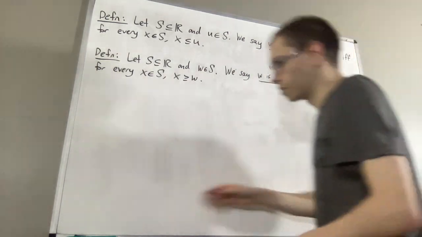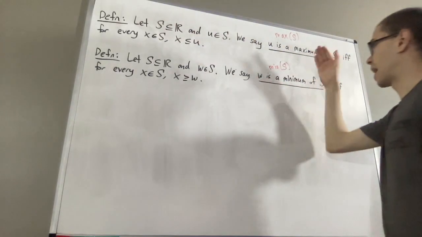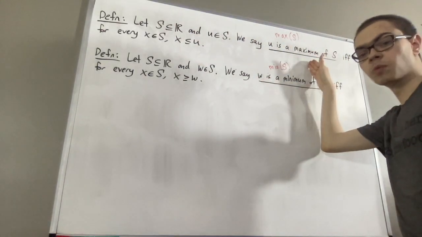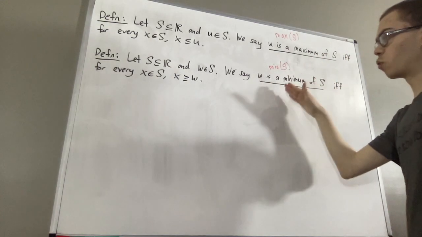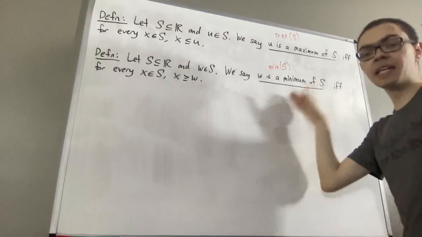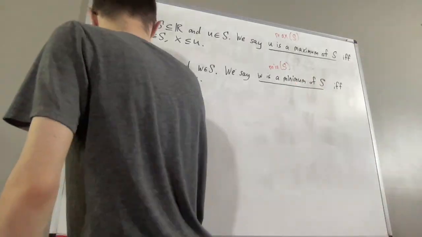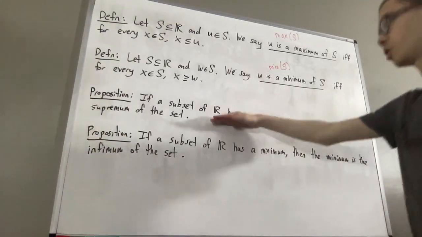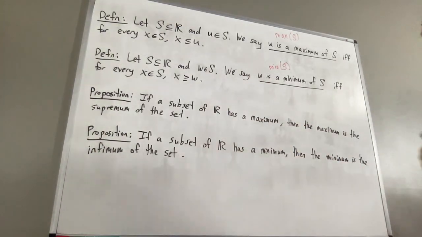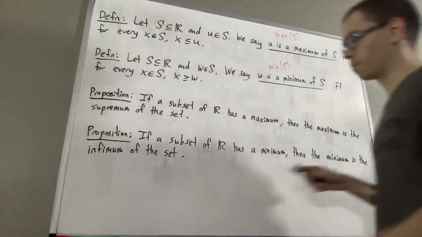Now, it turns out, if a subset of real numbers has a maximum, then the maximum is the supremum of the set. If a subset of real numbers has a minimum, then the minimum is the infimum of the set. So these results are often useful as well. So now let's look at some example problems.